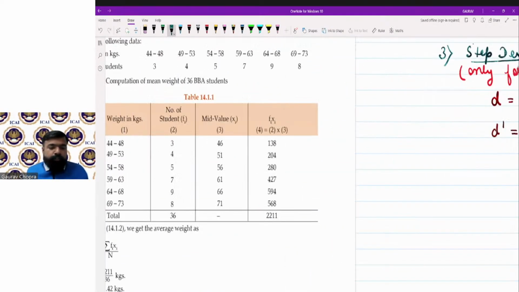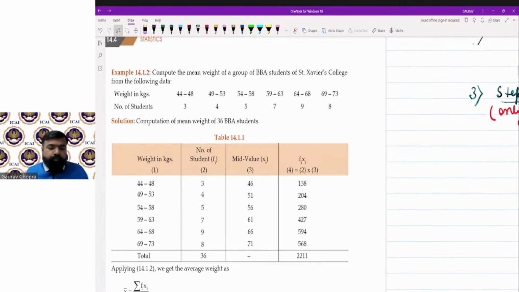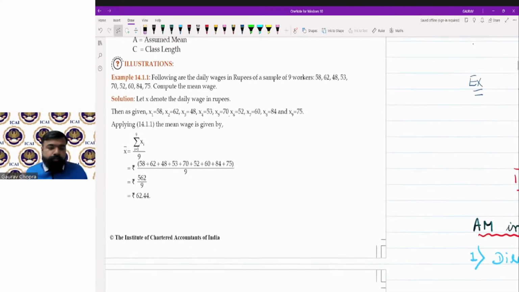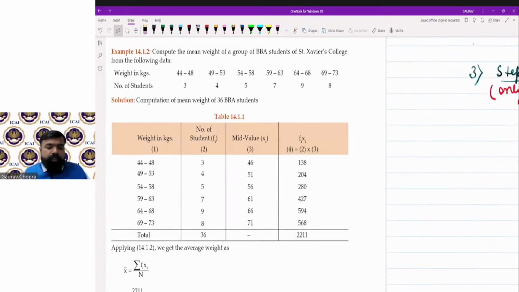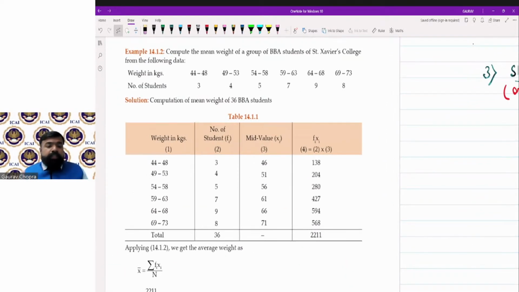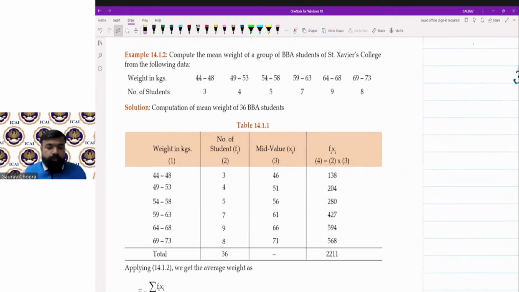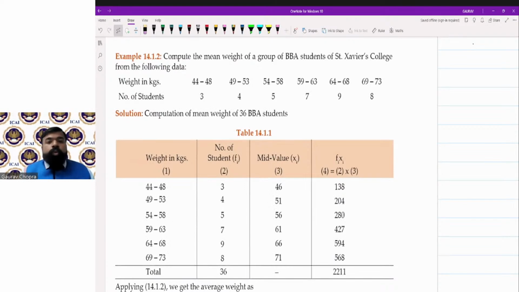Now let's see some questions from the study material. This individual series question we have done. Okay, let's see this illustration, example number 14.1.2. Compute the mean weight of a group of BBA students at St. Xavier College from the following data. So weight is given in the form of class interval and the number of students are also given.